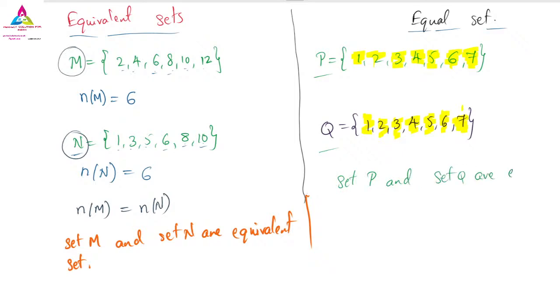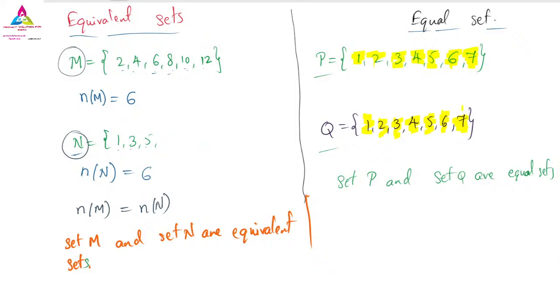are equal sets. Okay, so these are called equal. The difference is simple. Equivalent means the cardinal number must be the same. Equal set means the elements of both the sets must be the same. That's all. Here we can have different elements.